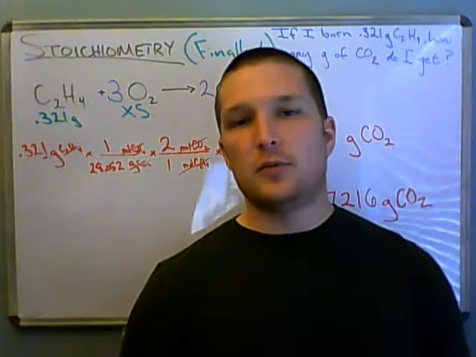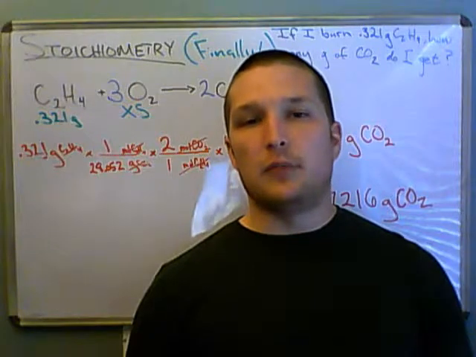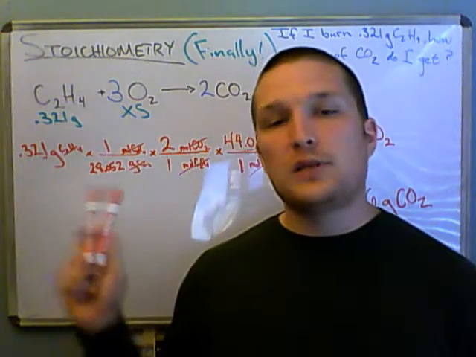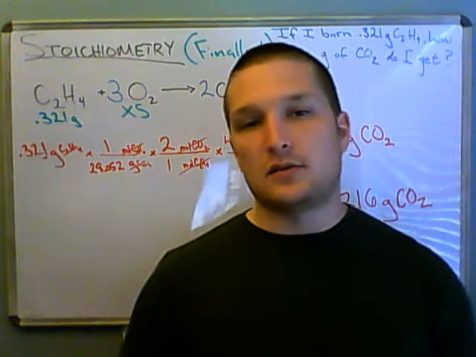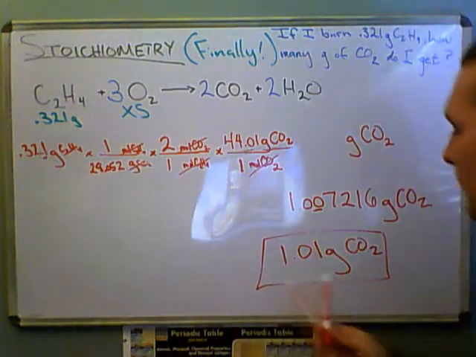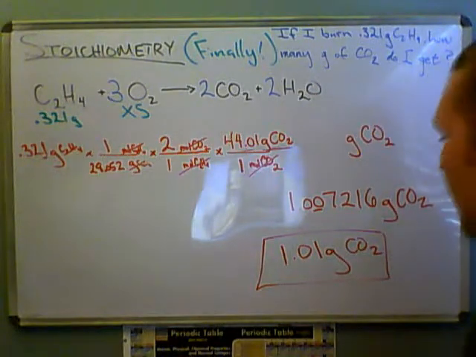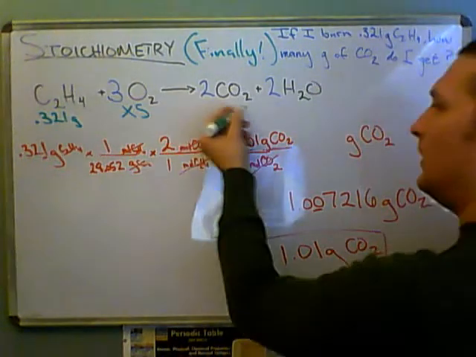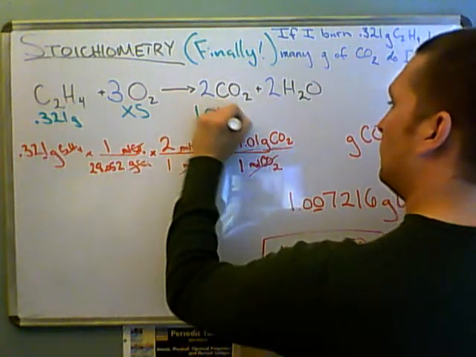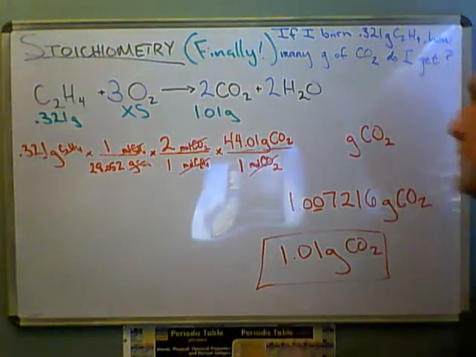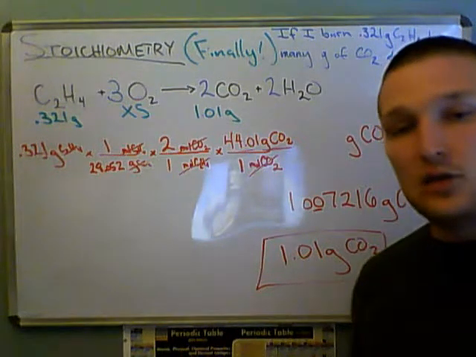In the last video, we found out how many grams of carbon dioxide we ended up with if we burned 0.321 grams of ethene in an excess of oxygen. We went through and found out that it was this much. So, now that I have that, I'm going to write that under here. So, 1.01 grams of CO2 were produced. Well, now let's say I wanted to find out how many grams of H2O we had.